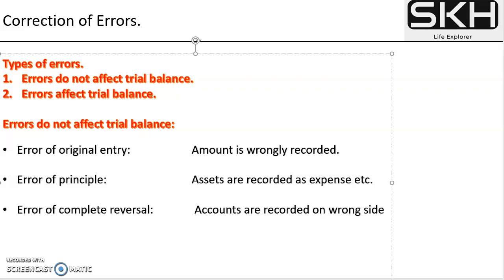The second one is error of principle, which means you change the principle. Instead of an asset, you record something as an expense. Instead of income, you record something as a liability. These types of errors are called errors of principle.